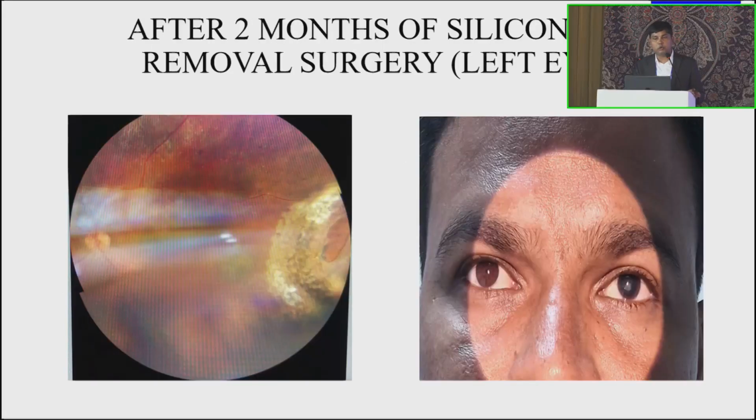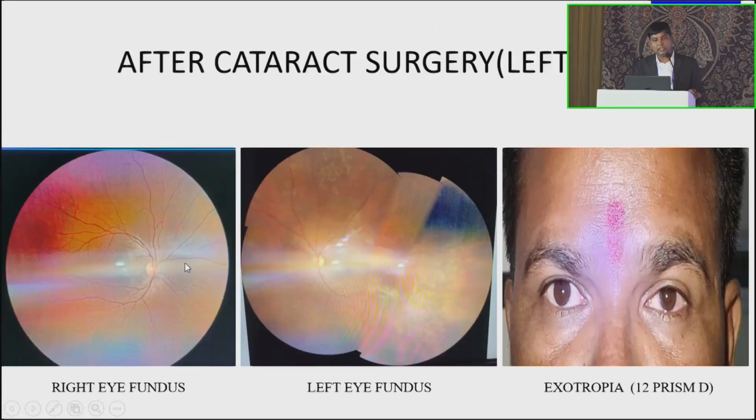So this is after 2 months of silicone oil removal. We can see the retina is attached. The picture is not clear due to the cataract present in the patient's eye. This is after cataract removal. The right eye fundus is normal, and the left eye fundus is normal. There is an artifact of the machine, but exotropia of 10 prism diopters is present in the left eye.